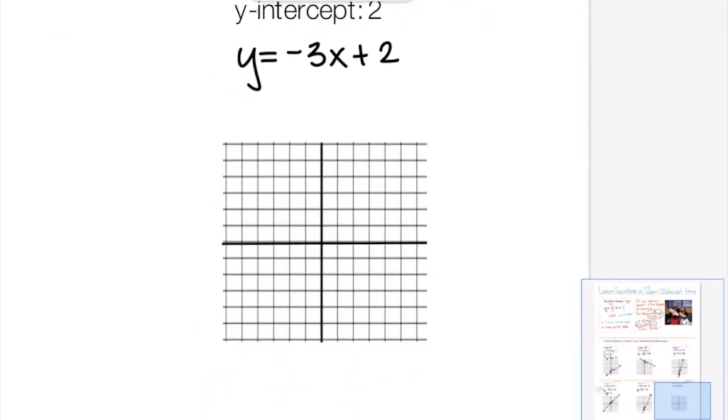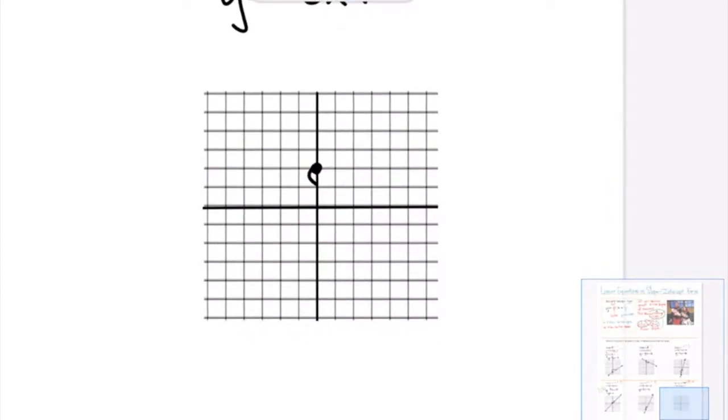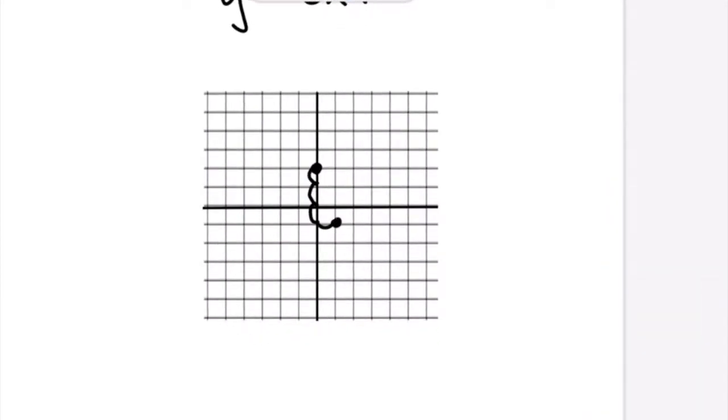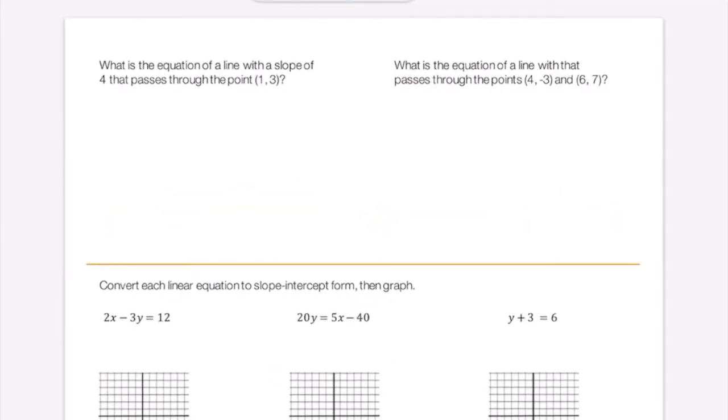And now plot the y-intercept first. Remember how we're going to move is we're going to go down 3, right 1, and connect our dots with a line.